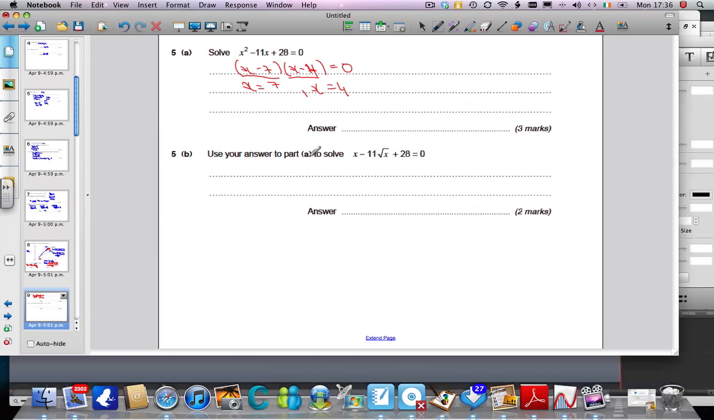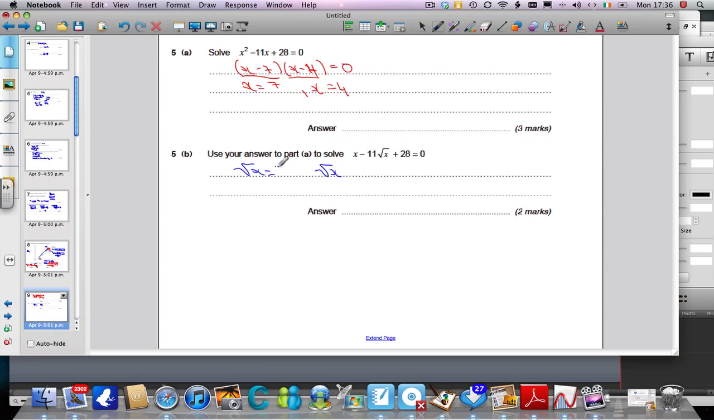Okay, so now we're asked to use our answer to part A to solve this problem here. And it actually looks incredibly similar, except instead of having x squared, I now have x, and instead of x, I have the square root of x. So that means these answers are going to be related. Well, if I was to solve this using a similar method, I would get the answers to root x and root x. And we should get the same numbers because all the numbers are the same.